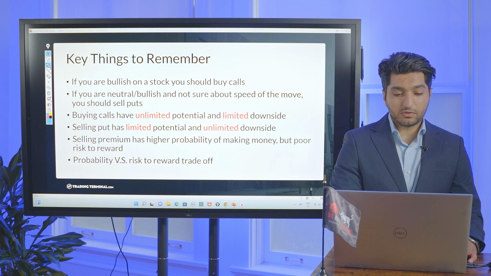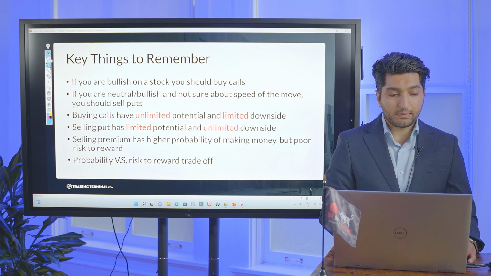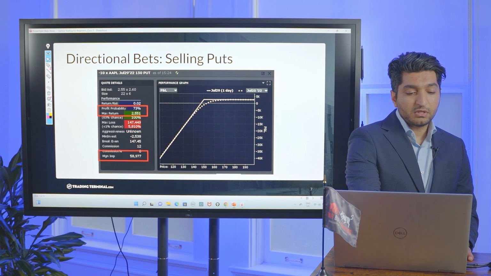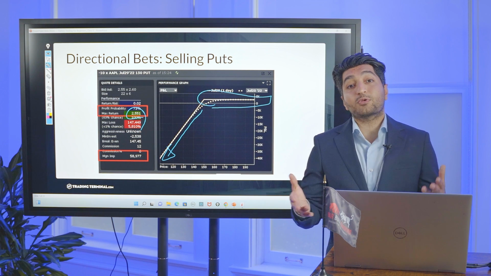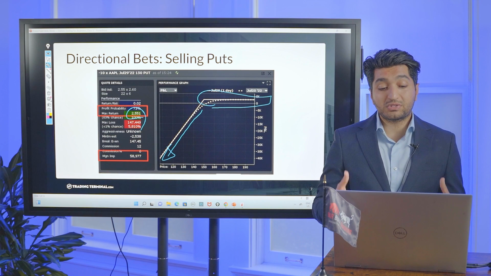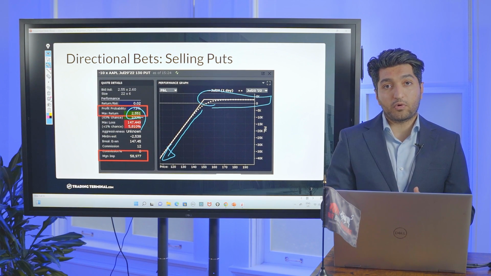So let's go back to the chart and see what we mean by that. When you're selling a put, your maximum profit is limited. It's capped to the premium you're going to collect, in this case about $2,500. But your loss is going to be unlimited because it assumes that you're buying Apple at $150, and theoretically Apple could go to zero and you could lose a lot more money than you put forward.